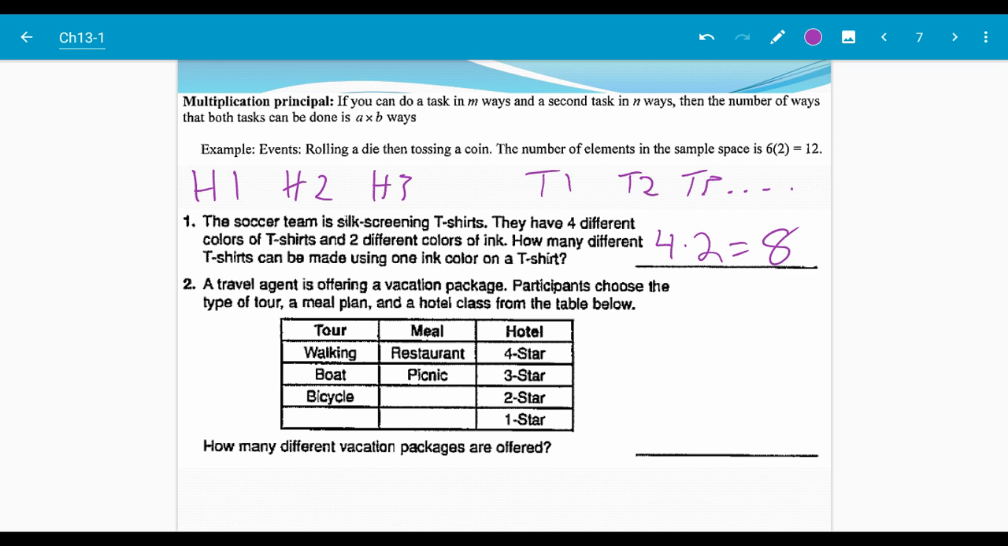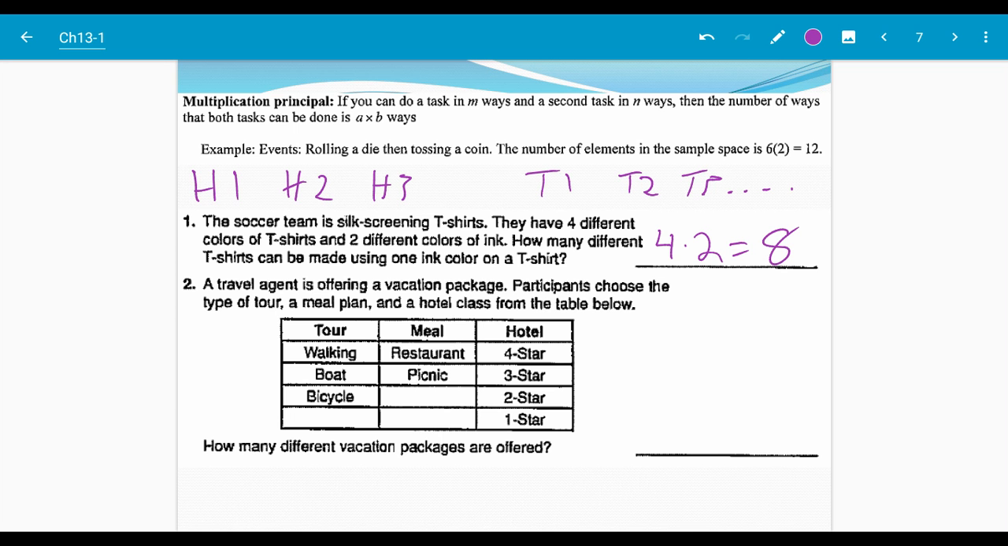Our second example here, a travel agent is offering a vacation package. Participants choose the type of tour, a meal plan, and a hotel class from the table below. So we can take either a walking tour, a boat tour, or a bicycle tour. For our meal plan, we can have restaurant meals or picnic meals. And we can stay in either a 4-star, 3, 2, or 1-star hotel.